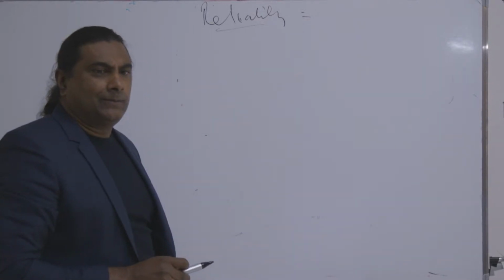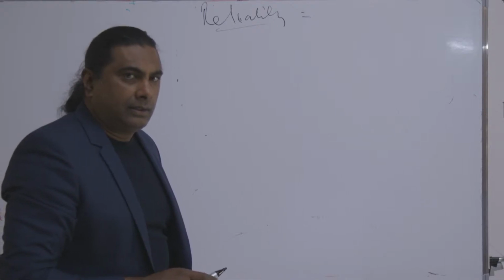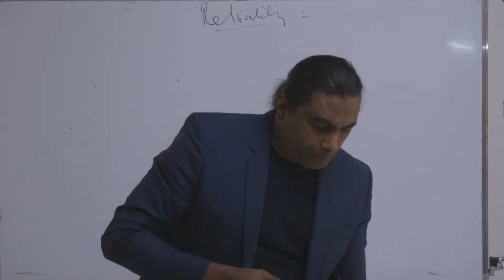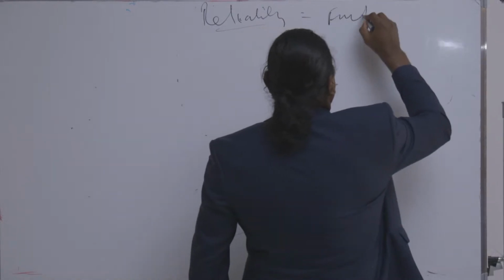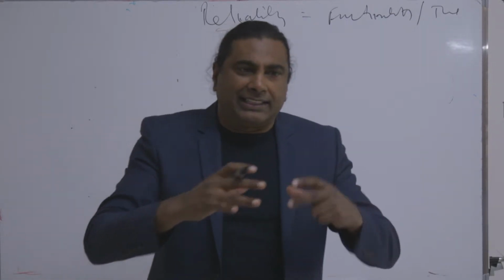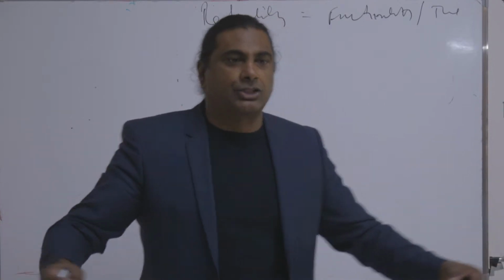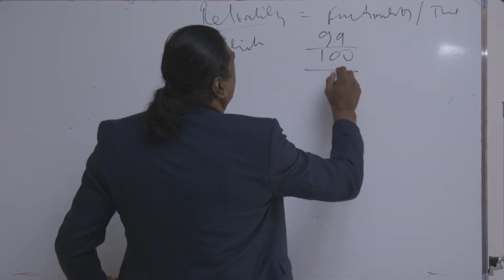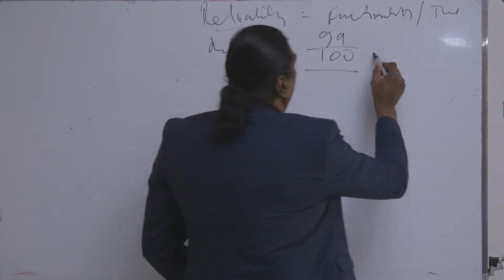What is reliability? It's got two components. Put simply, it's functionality over time. There are those two components: the number of times you get it right over the number of times you do something, over a time period. Reliability is 99 out of 100. We get it right 99 out of 100 times over a certain duration.